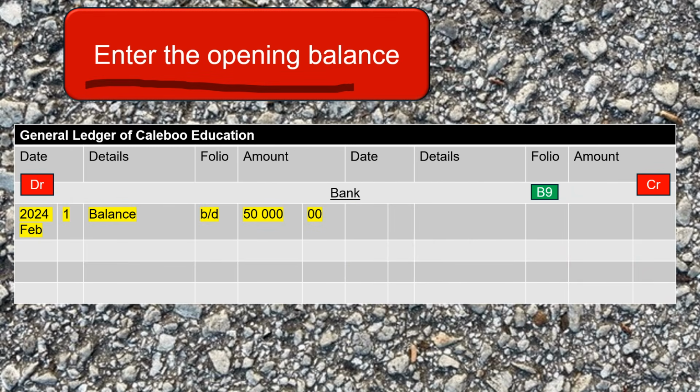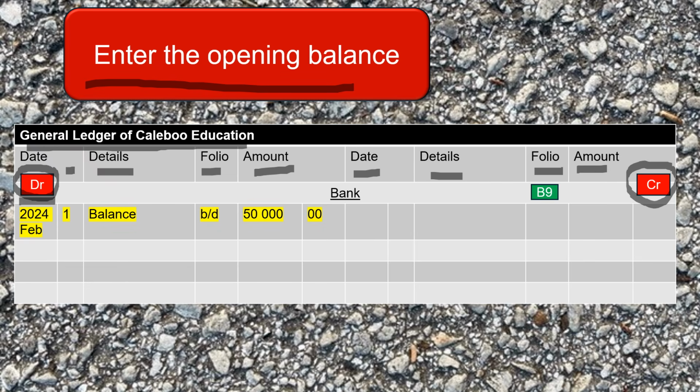So what we do is we enter the opening balance. Now bank was a positive bank balance. It has a debit balance. This here is the general ledger of Calibu Education. Just some revision. On the left hand side we have the debit side and on the right hand side we have the credit side. On the debit side there's a column for date, details, folio, amount. On the right hand side, the credit side, the same columns: date, details, folio, amount.